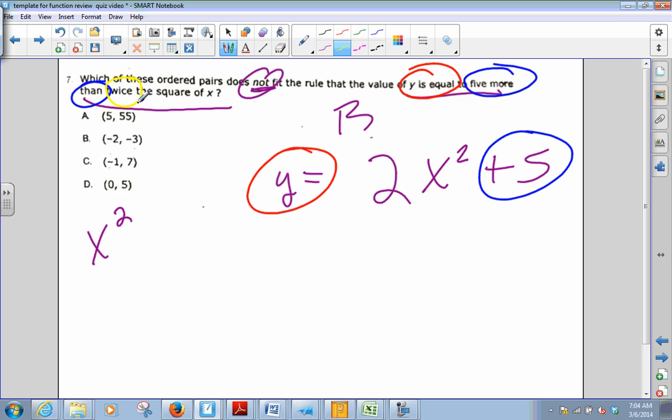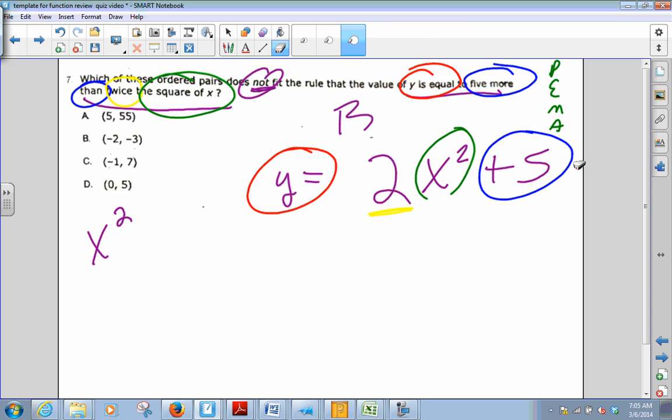Twice means 2 times something. And the square of x means I'm going to square something. So if I square a number, which means x times itself, I'm going to square the number, because in order of operations, exponents come first. Then I'm going to multiply by 2. Then I'm going to add 5, and that should give me y. So yeah, that was a little complicated. That's okay. You are next.